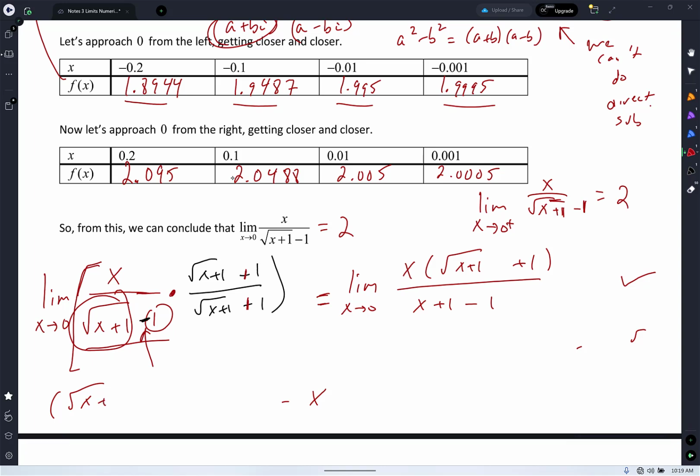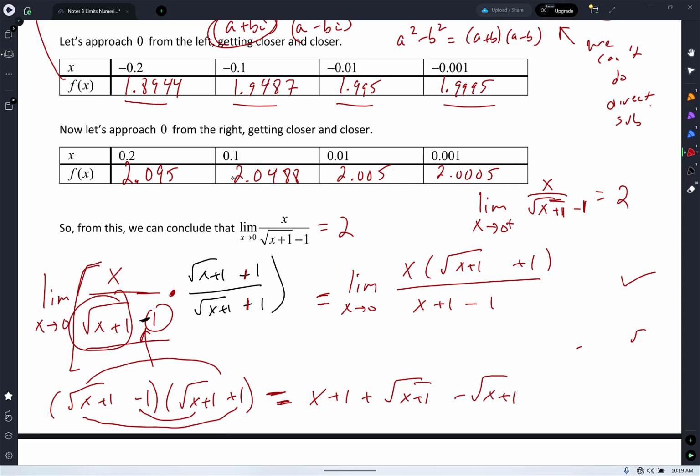Square root of x plus 1 minus 1 times square root of x plus 1 plus 1. Look, when I multiply them, square root of x plus 1 times square root of x plus 1, that's just x plus 1. Square root of x plus 1 times the positive 1 plus square root of x plus 1. Negative 1 times square root of x plus 1 minus square root of x plus 1. Negative 1 times positive 1 minus 1. Look at this, guys. This in the middle zeroes out. See? And then you get a 1 here and a negative 1 there, and those zero out. Do you guys see that? So you just have an x by itself.